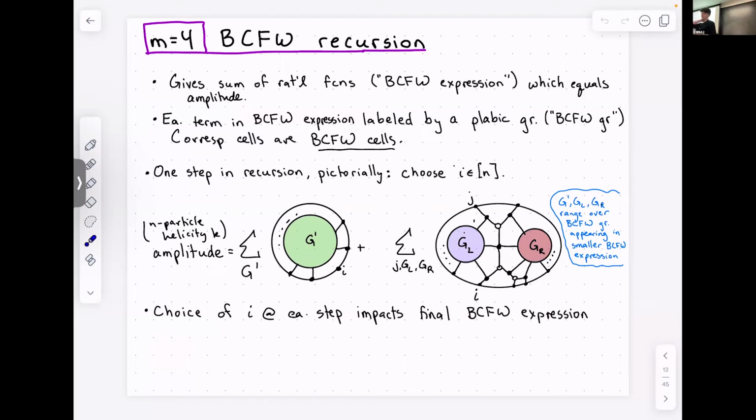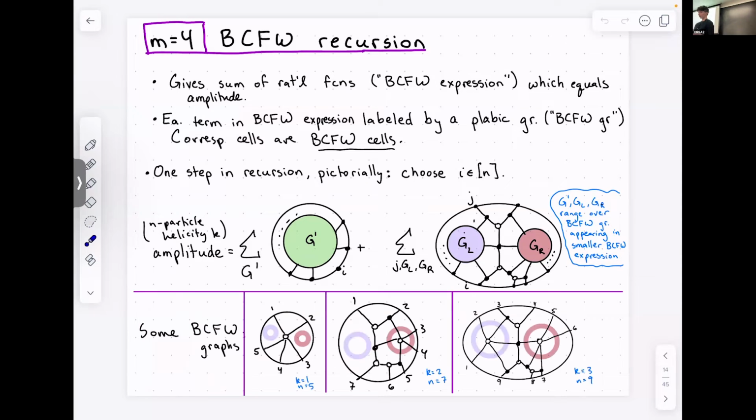Okay, and one thing that I'll mention is that at each step of the recursion, you get to choose an I, and the choice of I at each stage will impact the final expression that you get. So this process produces many, many, many expressions for the scattering amplitude.